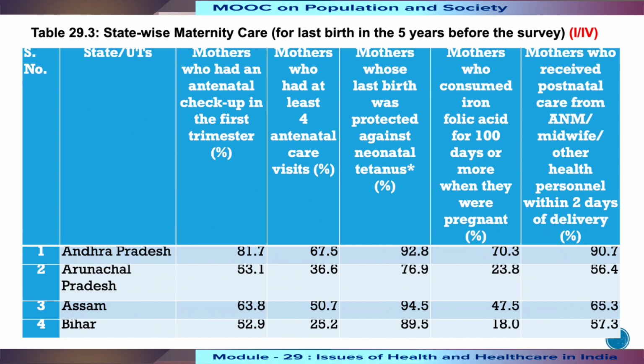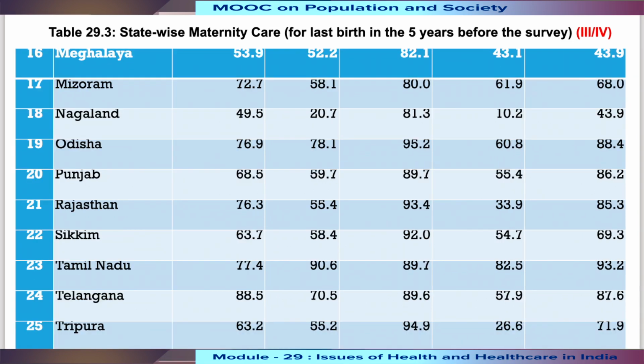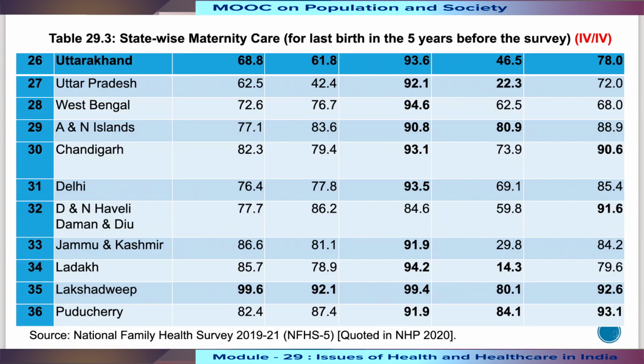Here we see mothers who had antenatal checkups in first trimester, mothers who had at least 4 antenatal care visits, then mothers whose last birth was protected against neonatal tetanus, then mothers who consumed iron and folic acid for 100 or more days when they were pregnant, and mothers who received postnatal care from ANM, midwife, other health personnel within 2 days of delivery. So these 5 indicators we have seen in table 29.3. And these are the different states.